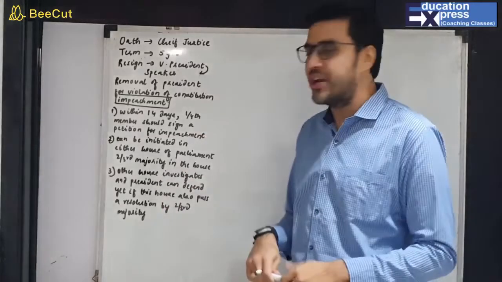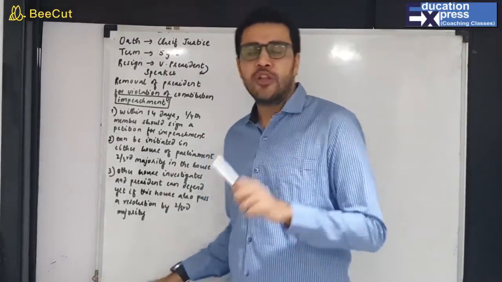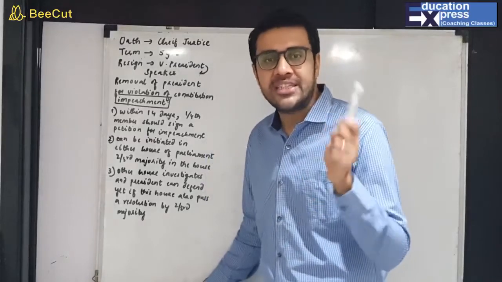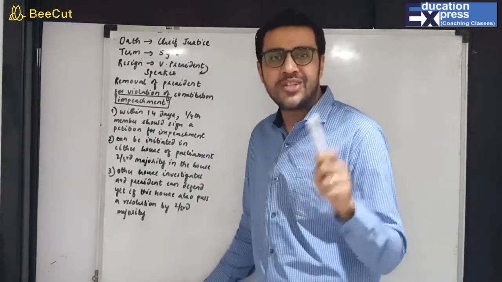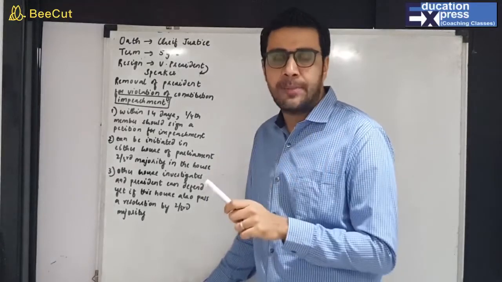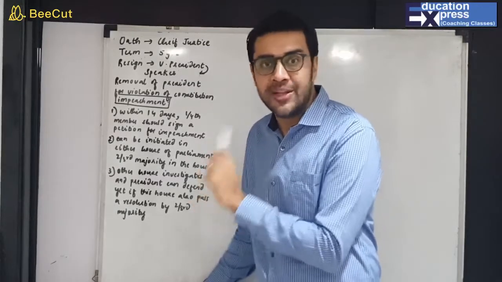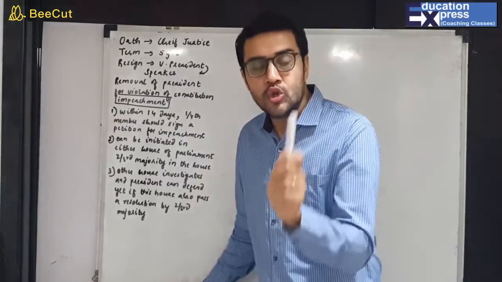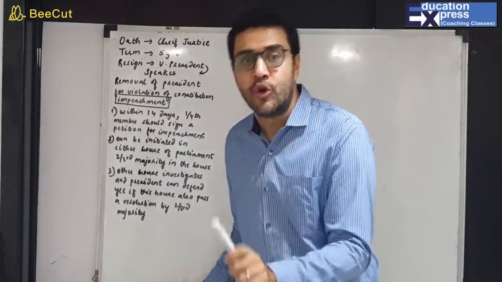What is the procedure for impeachment? First, 1/4 members will sign within how many days? 14 days. Then the charge goes in either house of the parliament. There 2/3 majority has to be passed for its removal. 2/3 majority of the members who are present and voting.